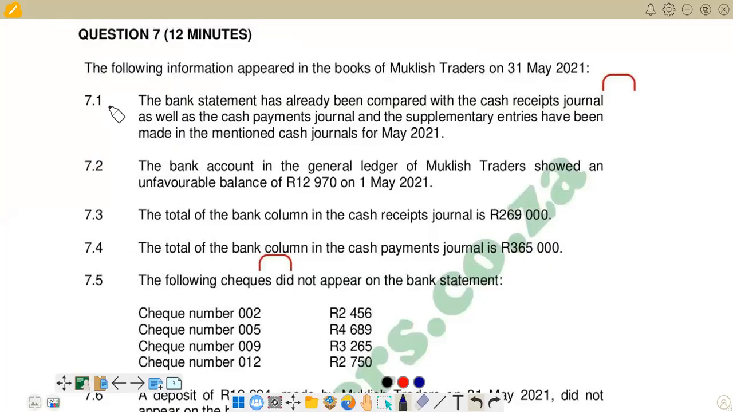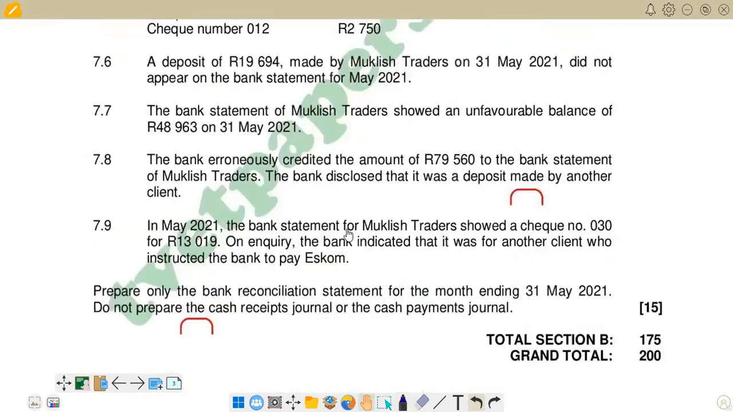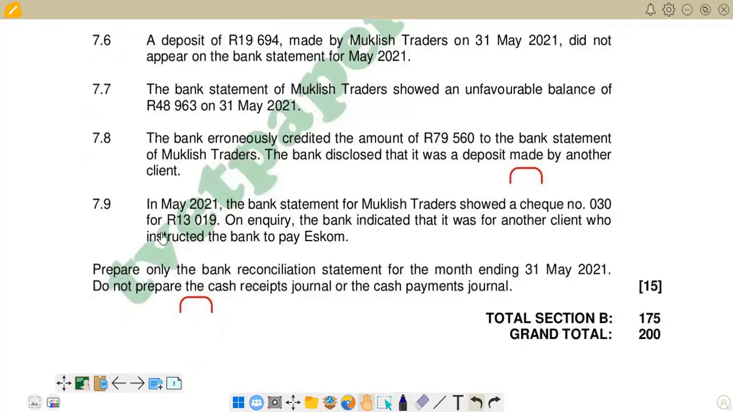So this is the question that we have, and you are required to spend, on average, 12 minutes on this question. The question reads, the following information appeared in the books of Muklish Traders on 31 May 2021. Then we have the information that was given there from 7.1 down. We go down with other information that we are given up to 7.9. And then beneath that, we are told to prepare only the bank reconciliation statement for the month ending 31 May 2021. Do not prepare the cash receipts journal or the cash payments journal.